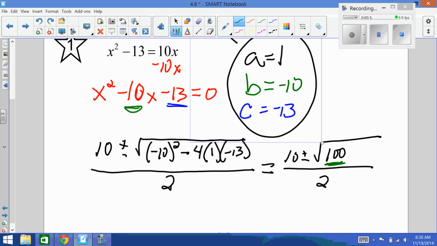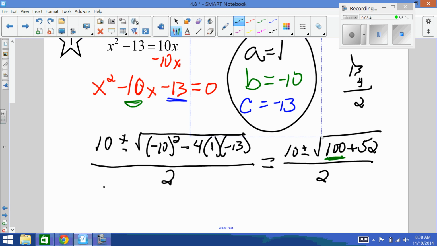Now we have negative 4 times 1 times negative 13. Negative times negative is a positive. 4 times 13, so that's 52. Now we can go ahead and add that. So we have 10 plus and minus the square root of 152 all over 2. Now we want to simplify that. So simplify the square root of 152.